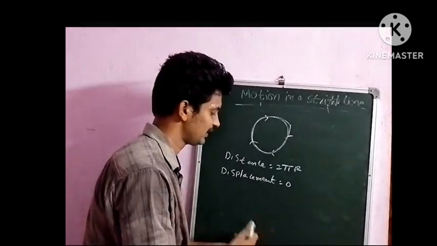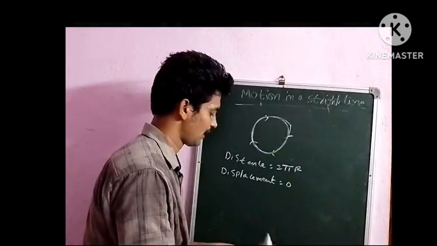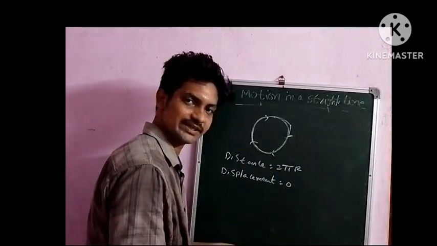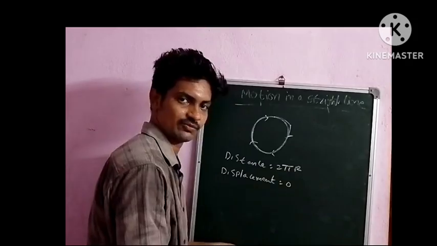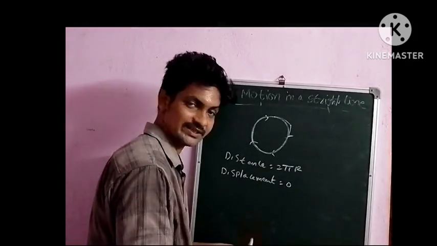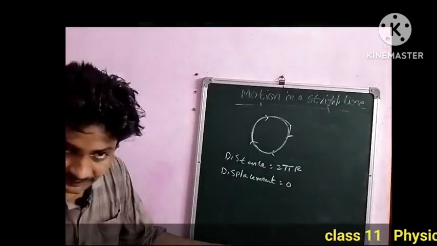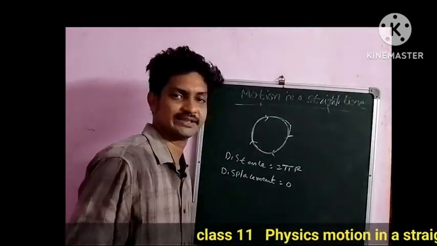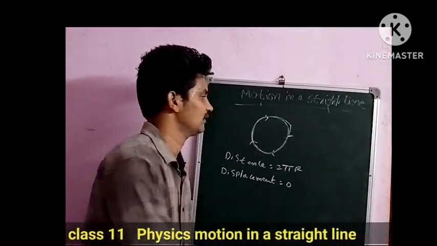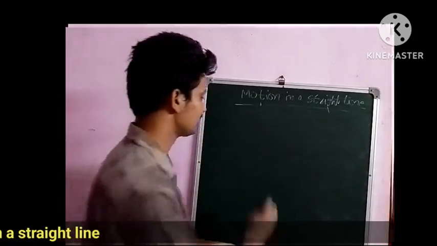So what do we learn? Displacement is not always 0, but displacement may be 0. Displacement can be 0. Distance can't be 0 in this case. Keep this point in your minds, guys. Keep it in your notebooks. And we take another example.